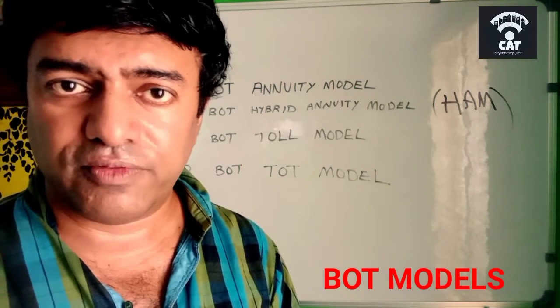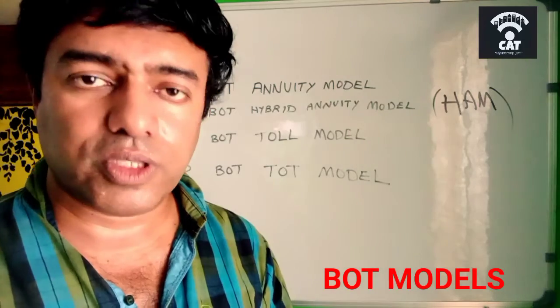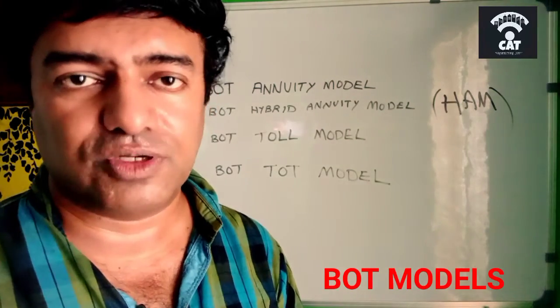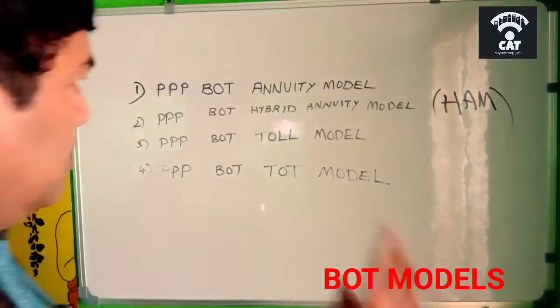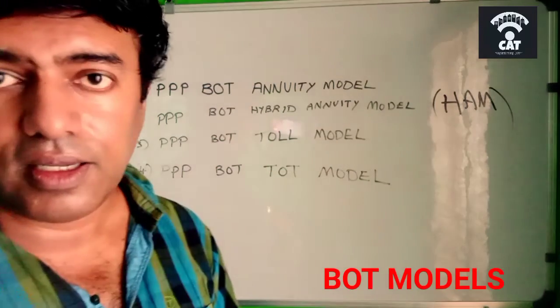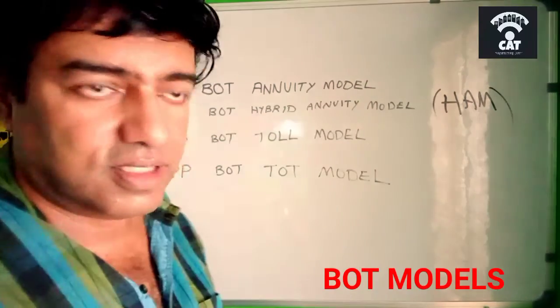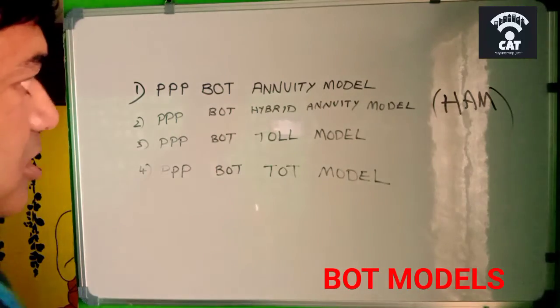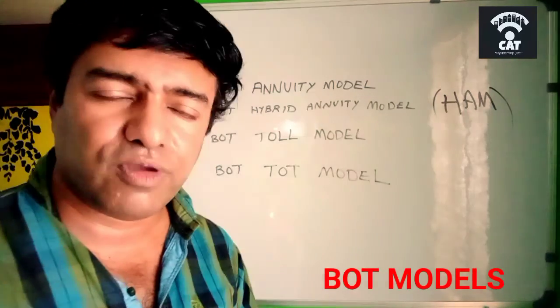If it is for a 5-year model, then it will get all the costs within that 5 years after the completion of the project. That is called the PPP BOT hybrid annuity model. I think you understand what I said. And the third one is the PPP BOT toll model, which we are all familiar with.